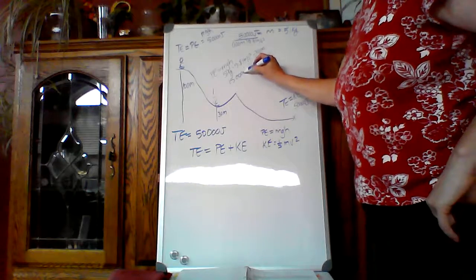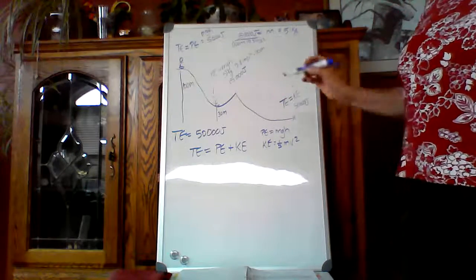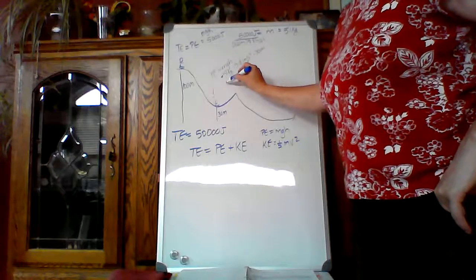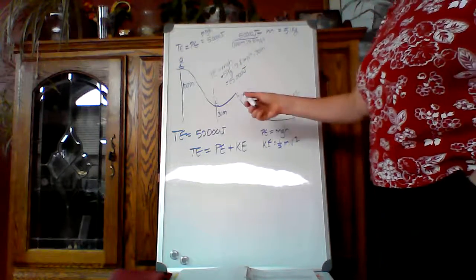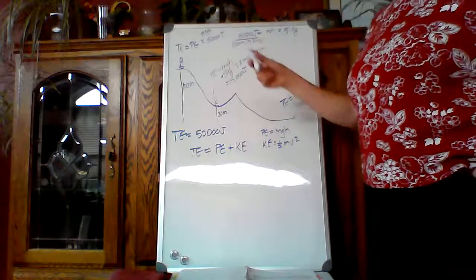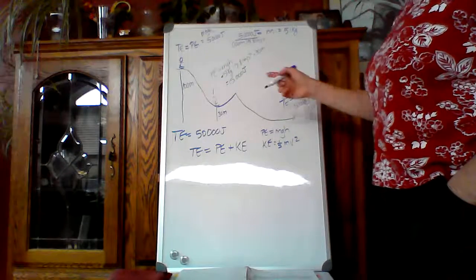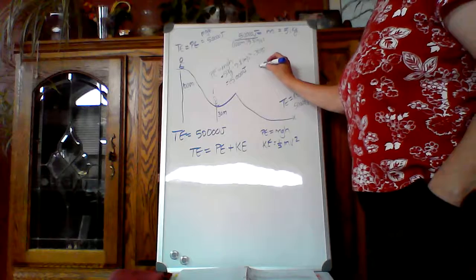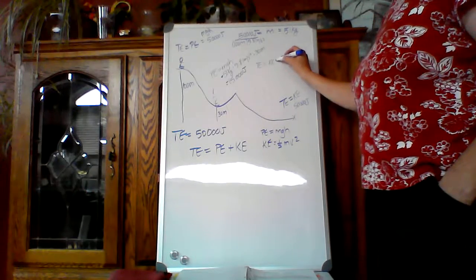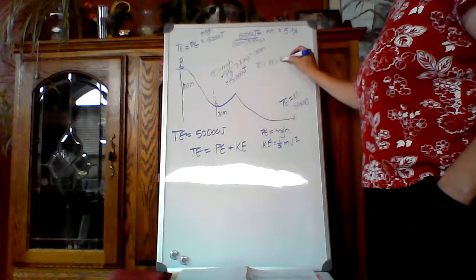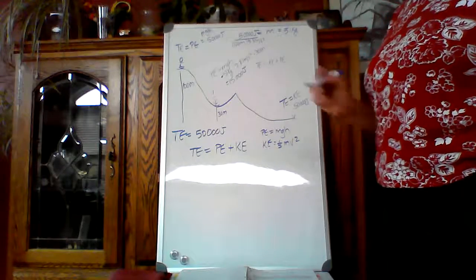15,000 joules. So if the potential energy at this point is 15,000 joules, what is the rest of the energy? Because we know the total energy of the system is always going to be 50,000 joules. So we can say, just like I said, on anything, the kinetic energy plus the potential energy always equals the total energy of the system.